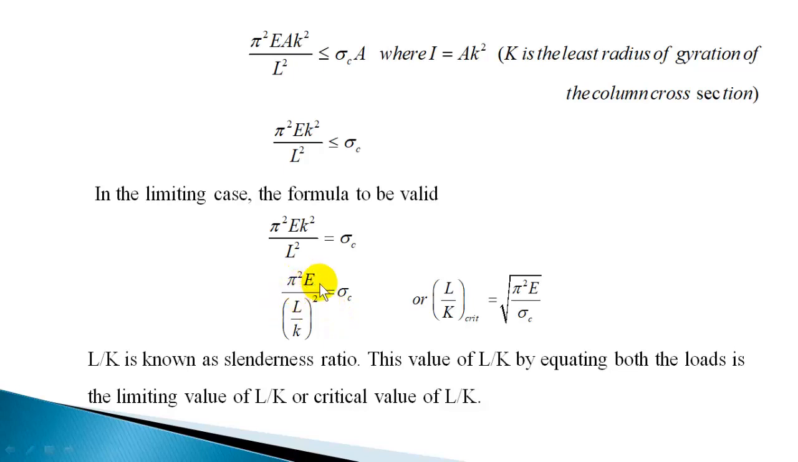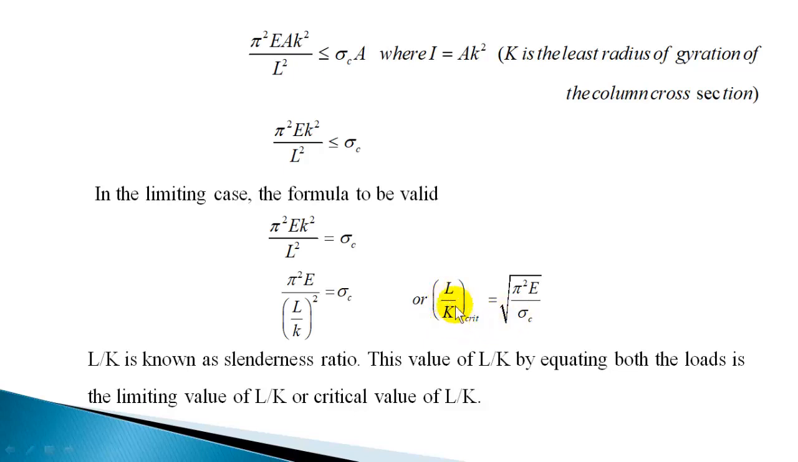Now by rearranging you will get (L by K) square is equal to pi square E by sigma C, or L by K critical value. I will just put it as critical value because by equating, you got this value for L by K. So that is a limiting value or critical value for L by K.